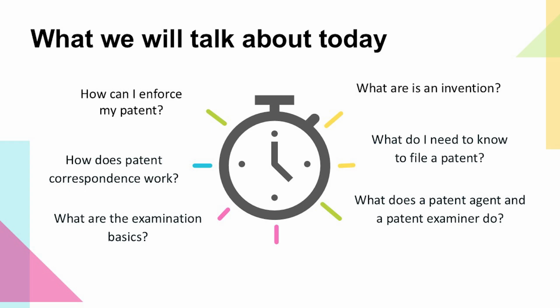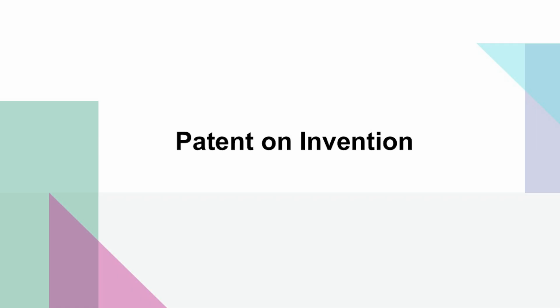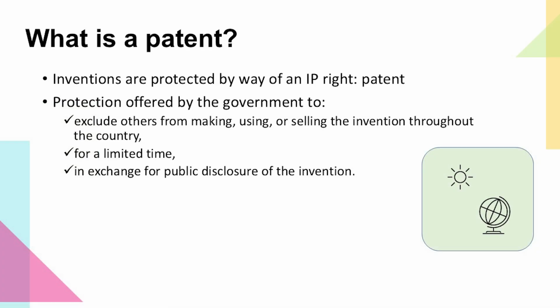So how can you protect your invention? What is it that you need to know about patenting? Well, before you file a patent application, there are 3 steps that you must take. You must ensure that you know what a patent is, what can be patented, and how to perform a search.